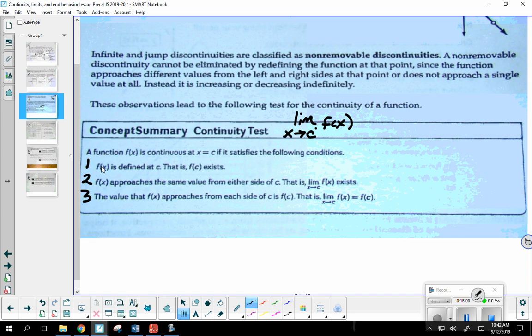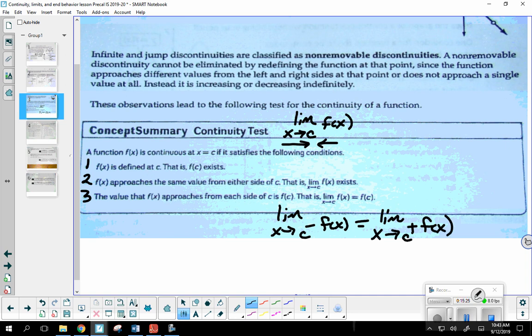If you just have x approaching some number and there's no direction given, this notation is understood that you're approaching it from both sides. So this limit will only exist if the limit as x approaches c from the left equals the limit as x approaches c from the right. Only if I approach the same y value from the left and the right will this limit exist. That's what step number 2 is saying.